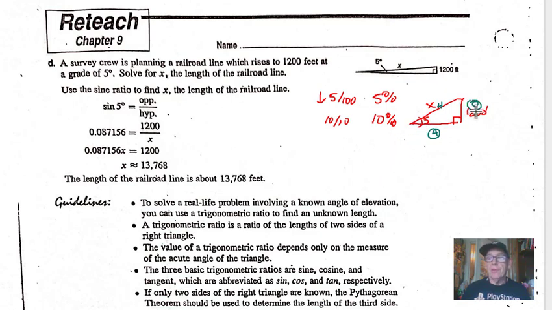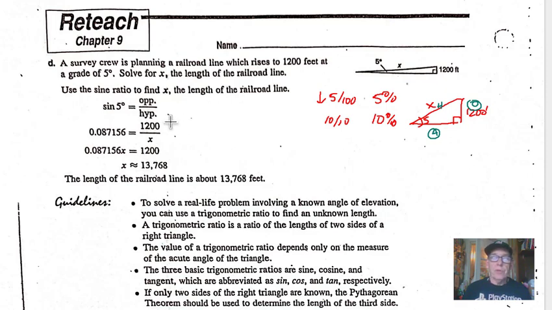So we have to use sine for this problem. It's telling us to use sine. We really don't have a choice because we don't have any other measures other than the opposite, and we need to find the hypotenuse. So this is going to be sine of 5 is equal to 1,200 over x. To solve it, you multiply both sides by x and then divide by sine of 5.